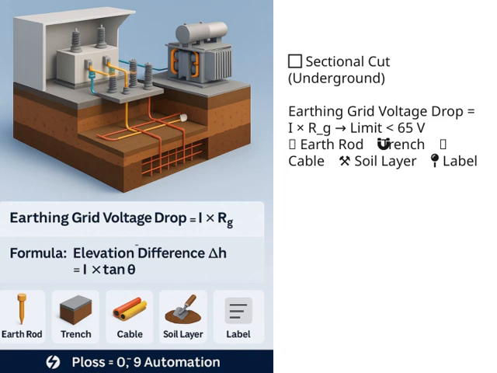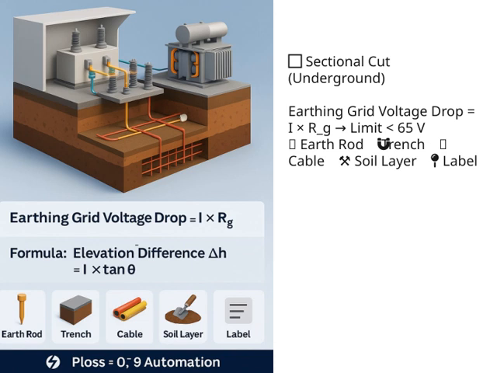Here, the key point is the voltage drop across the earthing grid, which is calculated as the current times the resistance of the grid, or I times RG. We need to ensure this voltage drop stays below 65 volts to maintain safety and system effectiveness. On this diagram, you can see different components involved. The earth rod, which is a crucial part of the grounding system, the trench where the cable is laid, and the soil layer that surrounds everything.